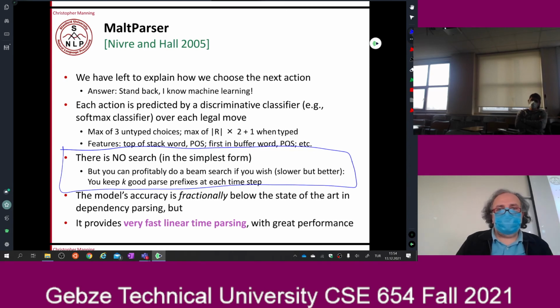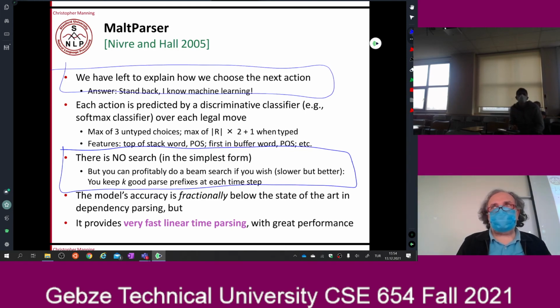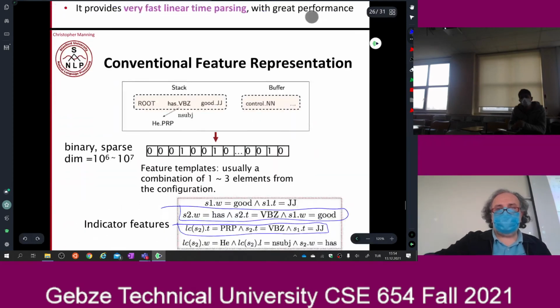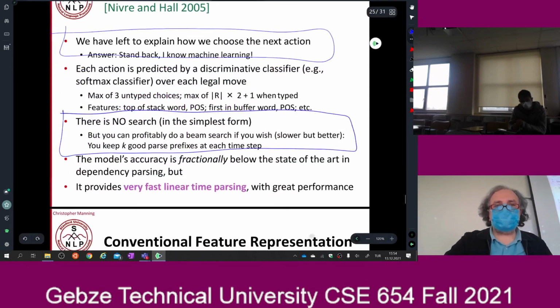So this algorithm doesn't answer any of that: how to choose the next action. And there is no simple search. It is just linear. You just read it, left arc, right arc, or shift. That's it. It provides very fast linear time parsing with very good performance. Let's look at this machine learning stuff.